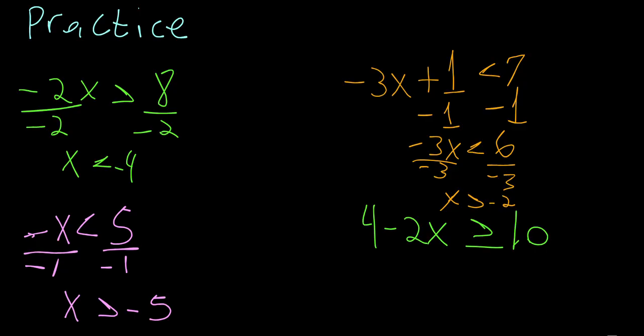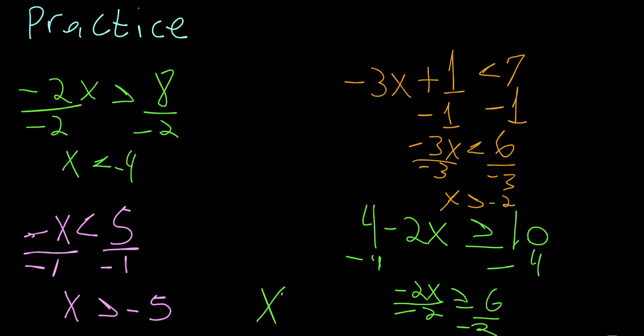And for the final one, we will subtract 4 from both sides, and we get 2x is greater than or equal to 6. Let me go back a couple of steps. We get -2x is greater than or equal to 6. We divide both sides by -2, and we will get x is less than or equal to -3.